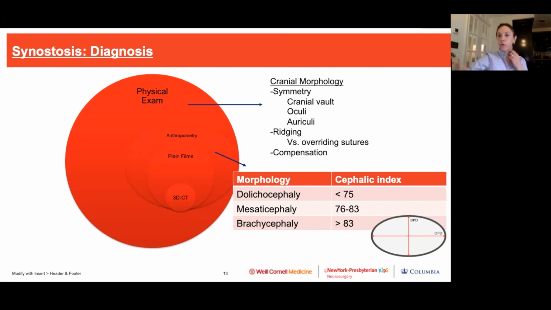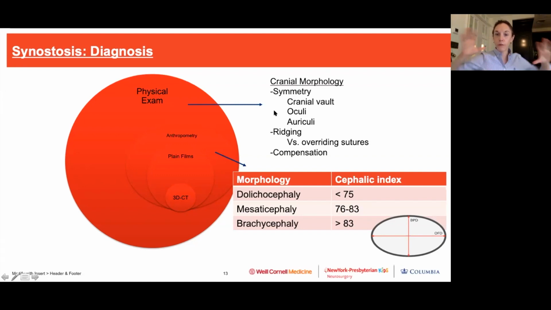So how do we walk through diagnosis? You use an algorithm because this is your most important tool, and you use the same approach with every child. So physical exam, again, is the biggest part of this circle in terms of how to diagnose these children. So how do we approach physical exam? You look at cranial morphology and you start first with looking for symmetry.